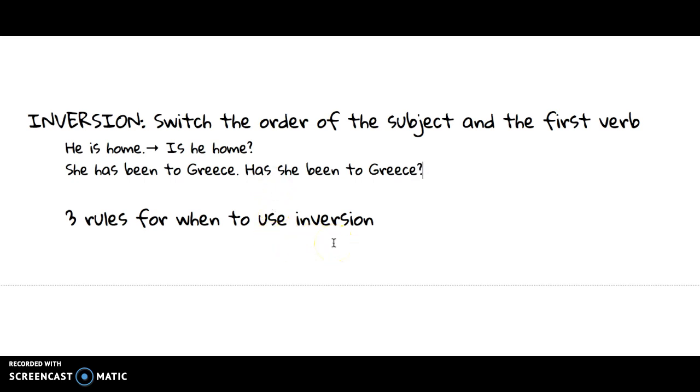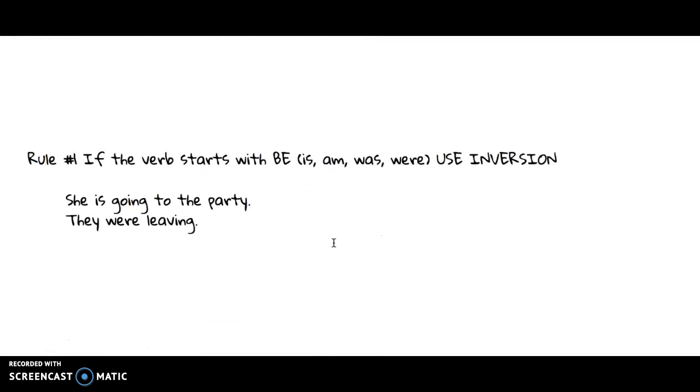So there are just three rules for when to use inversion. Rule number 1. If the verb starts with be, that means is, am, was, or were, you will use inversion. So in our first example here, she is going to the party. We have a present progressive verb, and it starts with a be verb, is. We will use inversion. Is she going to the party?